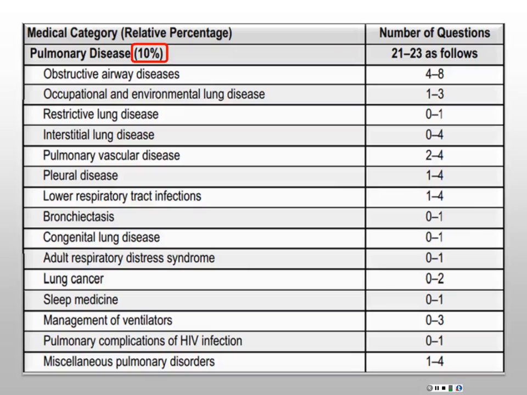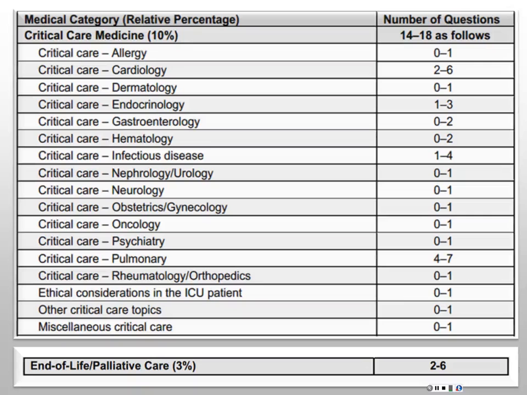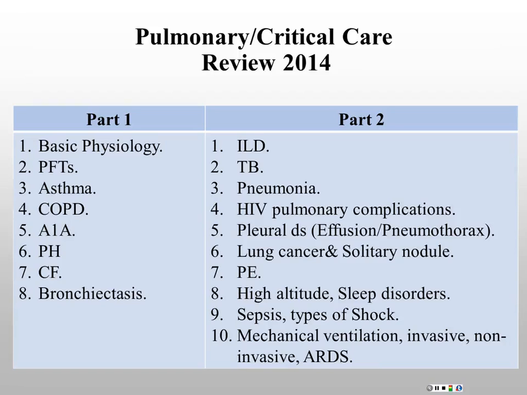You can see the pulmonary disease is up to 10% of your exam, and critical care is about another 10%. End of life and palliative care is about 3%. So we are talking about 23% of your exam will be related to pulmonary and critical care. These are the topics we are going to cover.